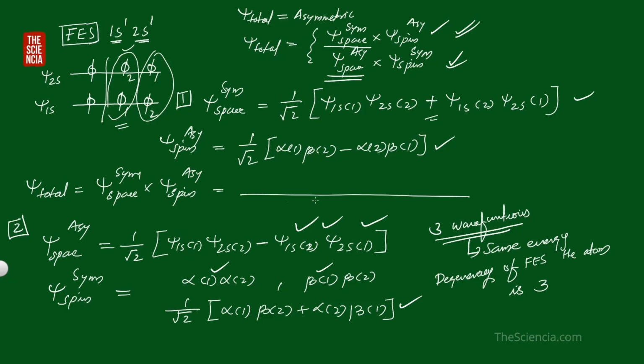Why? Because all three wave functions have the same space part, right? And the space part of the wave function corresponds to energy. Spin part does not contribute to the energy. Only the space part of the wave function will contribute to energy. And for all these three wave functions, the space part is the same. Okay, therefore all three states have the same energy. Therefore, the degeneracy of the first excited state of helium atom is 3.